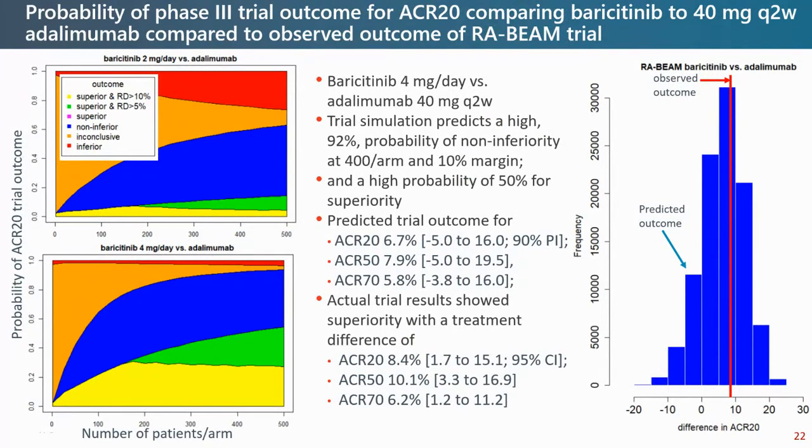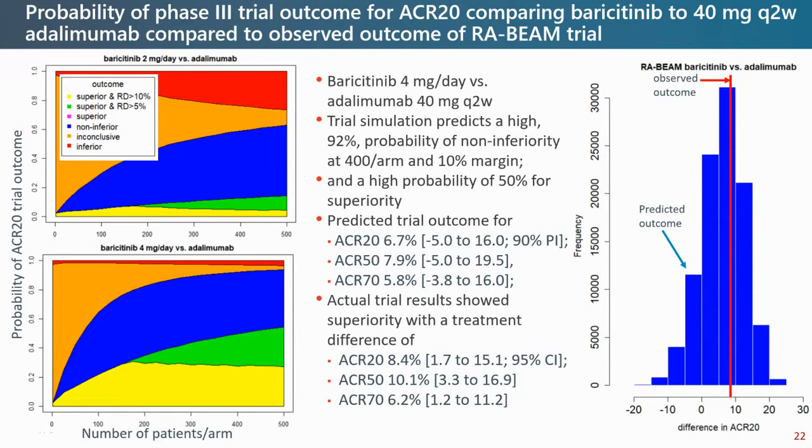Now, these slides are colorful and maybe a little bit complex, but bear with me. What they're trying to show as a function of sample size on the x-axis, if we focus on the lower panel here on the bottom that shows baricitinib 4 milligrams versus adalimumab, and if we zoom in at the 400 patients per arm, a typical size of a phase 3 study in this area, and if we move up across the y-axis and look at the area under the line that's blue, which is my probability to be non-inferior at a margin of 10%.